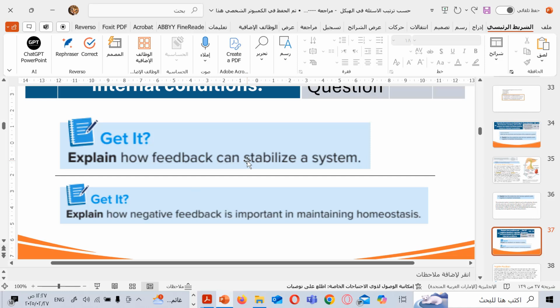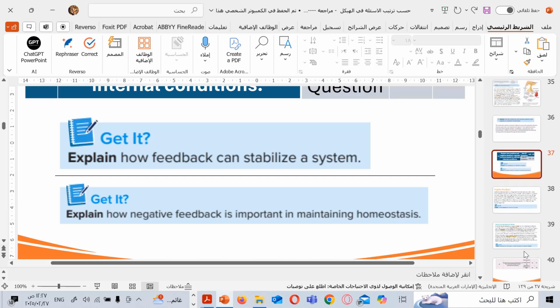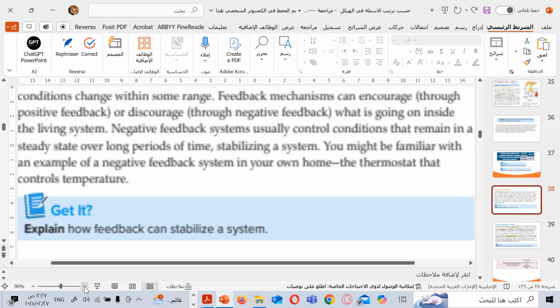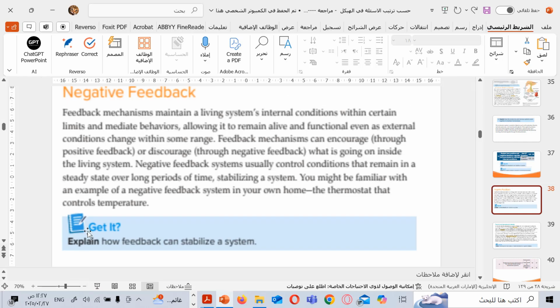Stabilize means balancing the system, okay, and explain how negative feedback is important to maintain homeostasis. Let's see about the curriculum we put to answer this question. This is the negative feedback, and this is the question. You will see how to solve this question in this chapter, okay, so you must study it well.